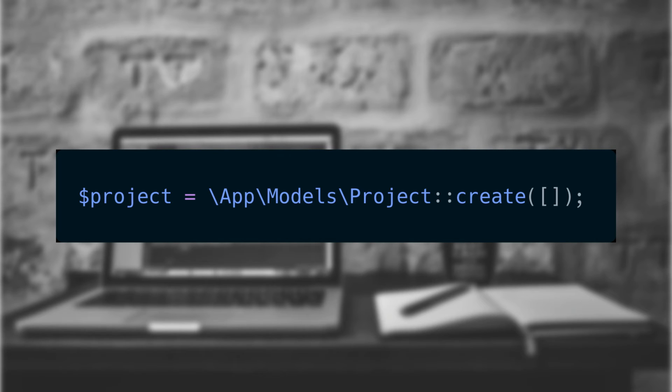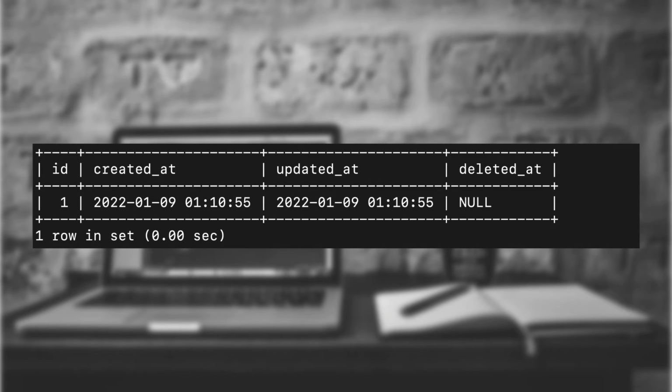Soft deleting a model. Now that everything is set up, let's test to see what happens when we delete something. First, we're going to create a new project. When we check the database, we can see that it's been persisted to the database, and the deleted at column is still null. As a reminder, this indicates that it hasn't been deleted. Now we'll delete the model. And when we check back in with MySQL, we can see that the deleted at column is no longer null.